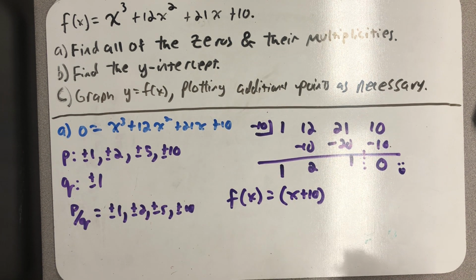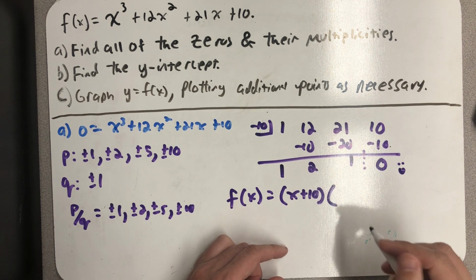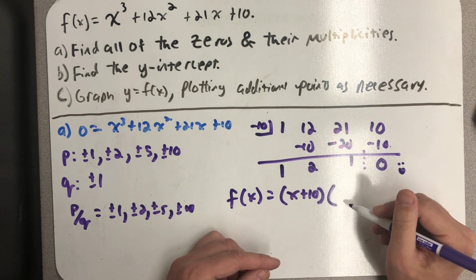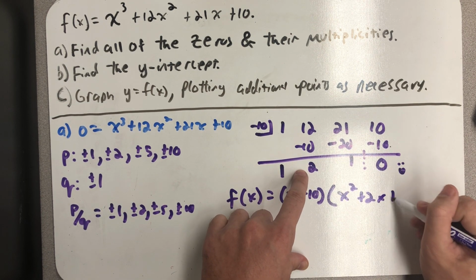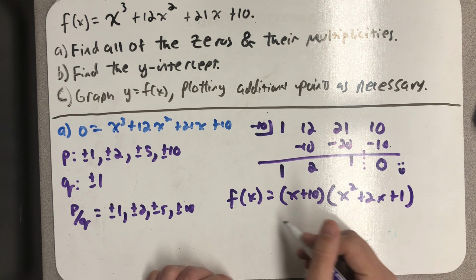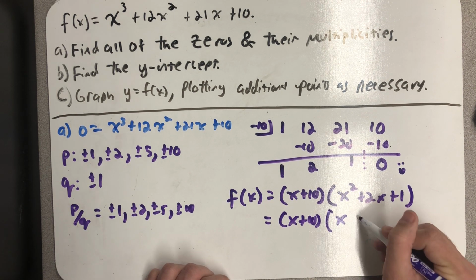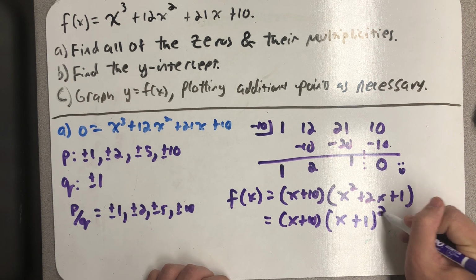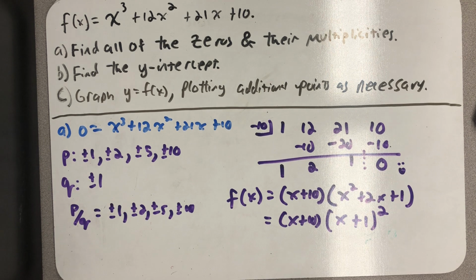because if minus 10 is a root, then x plus 10 is a factor, times what I had as a quotient. So that's x squared plus 2x plus 1. And this is actually fairly easy to factor. That's a perfect square trinomial, x plus 1 all squared. So I have factored f of x.